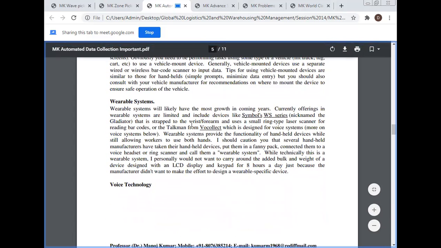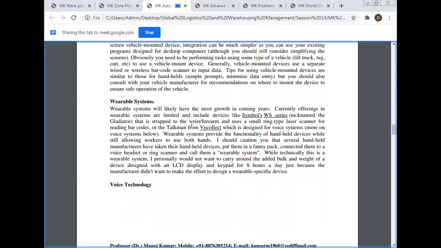Wearable systems. Wearable systems will likely have the most growth in the coming years. Currently, offerings in wearable systems are limited, and include a device that is strapped to the wrist or arm and uses a small ring-type laser scanner for reading barcodes, which is the design for voice systems. Wearable systems provide the functionality of the handheld device while still allowing workers to use both hands.